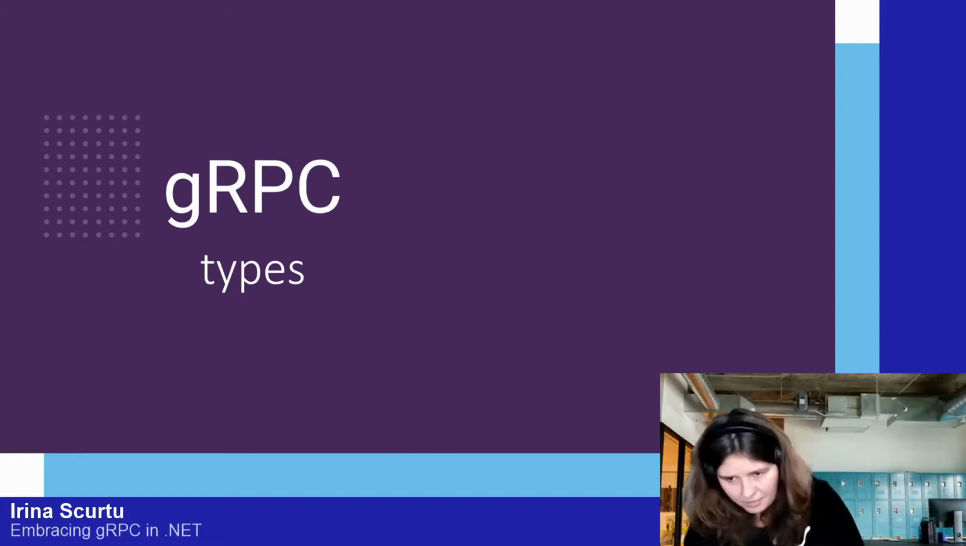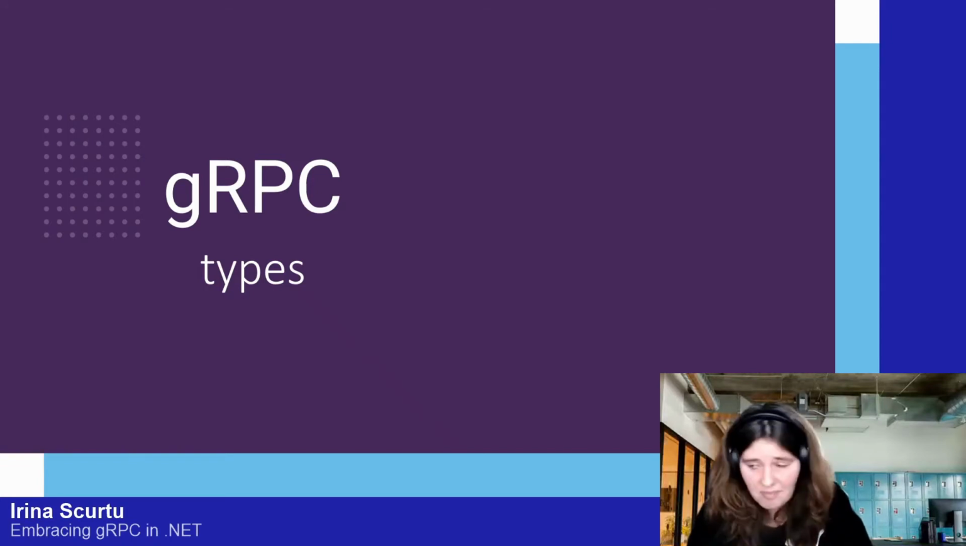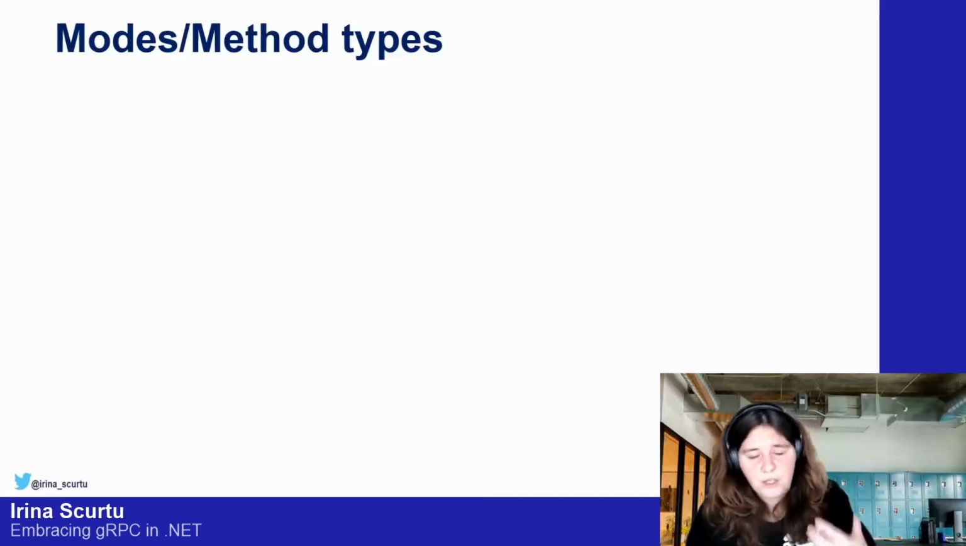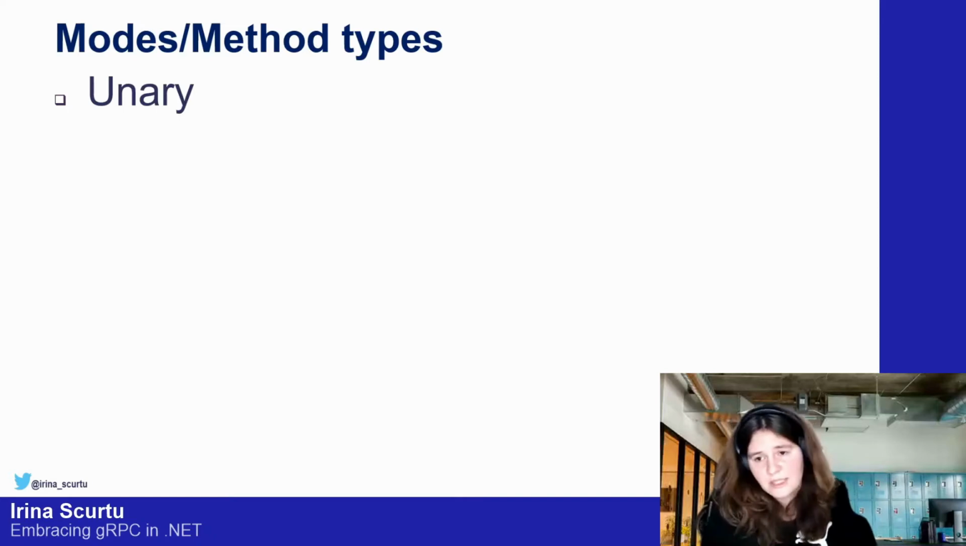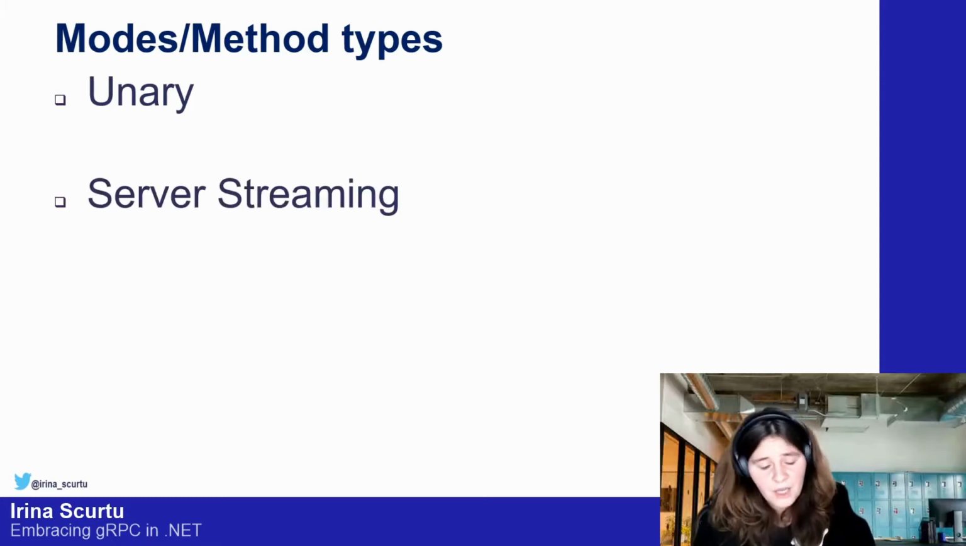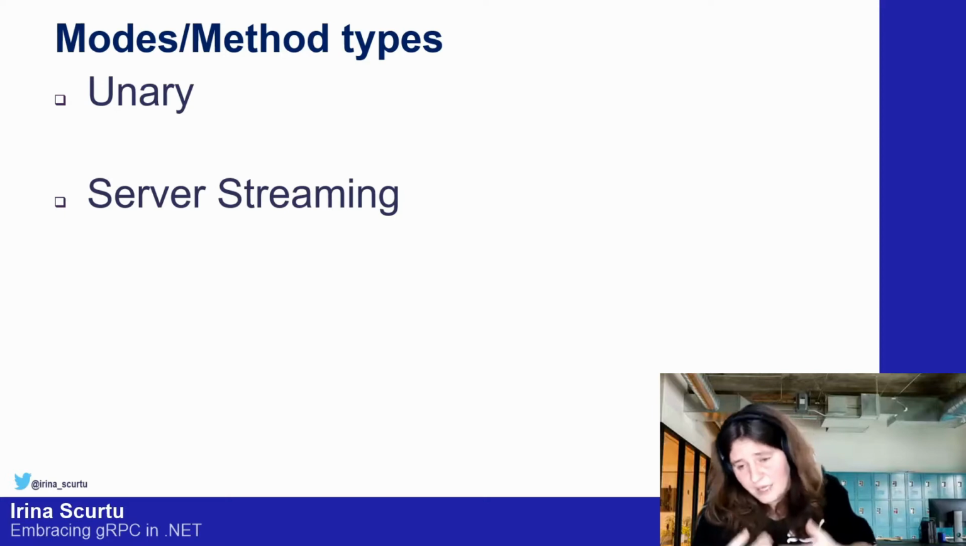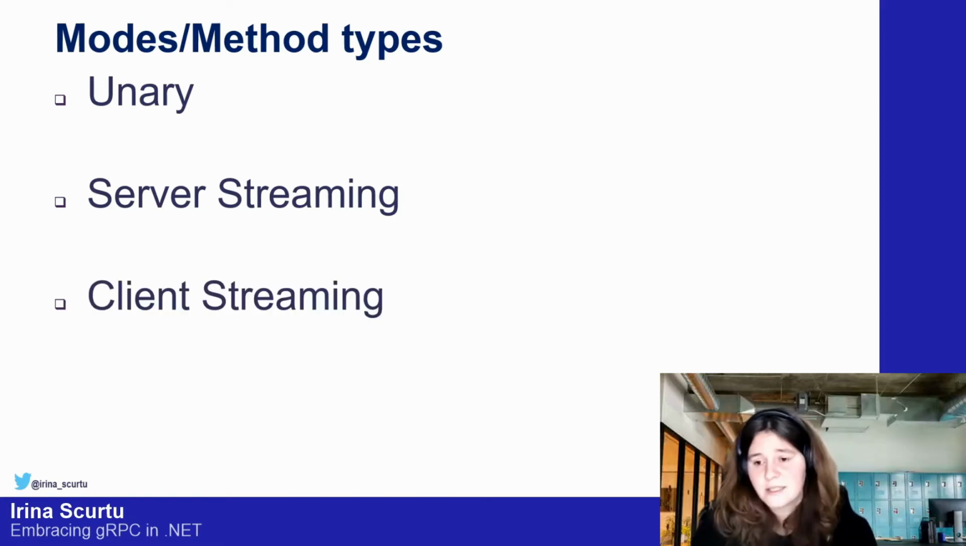You'll have a different terminology, but in fact it is the same thing. So you'll have the unary option, which is simply a request response that we know from normal HTTP. You will have server streaming, where the server is sending a lot of data and it will receive a simple answer back. Client streaming, which is the reverse.